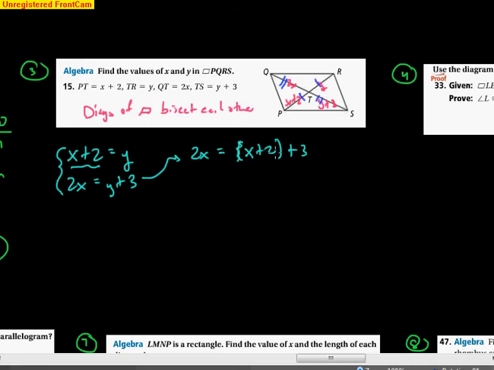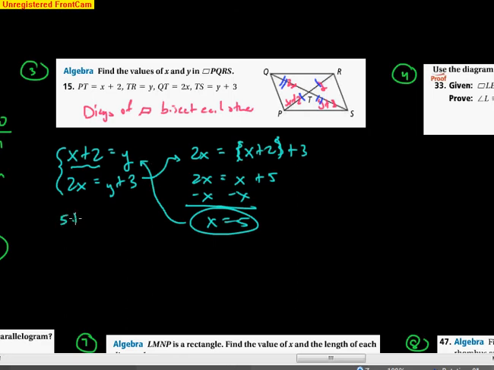Now these parentheses don't really mean anything. So let's just add 3 and 2. And let's subtract x. X is 5. So now, to find y, plug it back into that top equation. 5 plus 2 is y, and y is 7. And if you plug it in, each of those should be congruent to its partner. So PT would be 7, and TR is 7. QT would be 10, and TS would be 10. So it works out well. System of equations, make sure you practice.